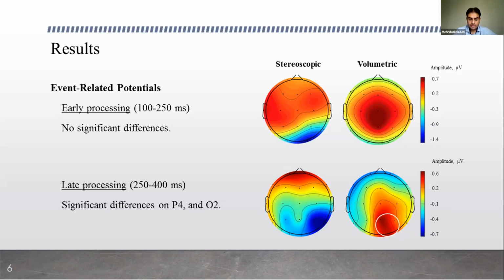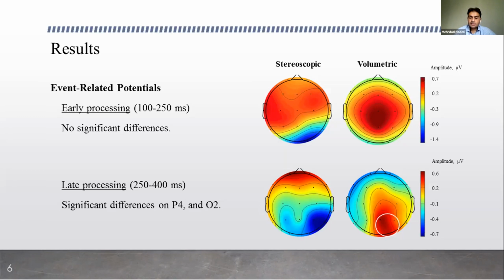Statistical analysis showed no significant differences in early processing ERP activity for the 2 visualization techniques. As seen on the topographical map, you see the dorsal area in the volumetric screen. The dorsal area is more activated in 3D visualization, indicating the processing of the position of the visual stimulus. However, no significant differences were seen.